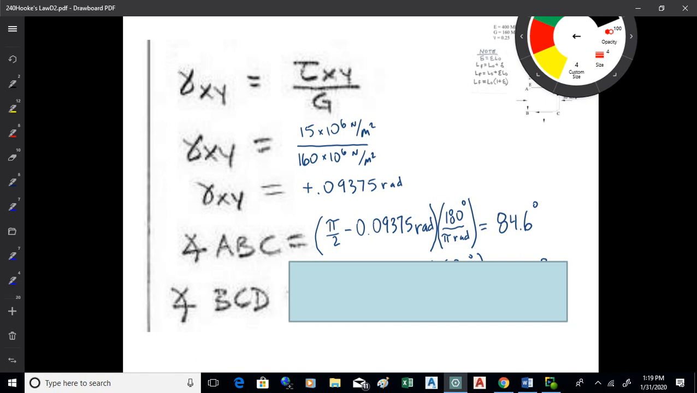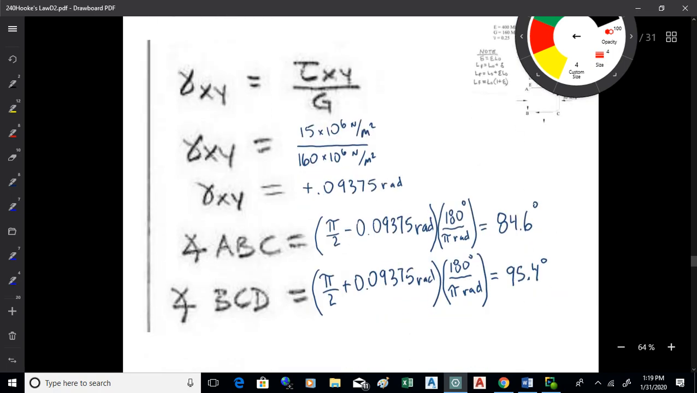In the lower right-hand corner, it will just be the same strain, but the opposite sign. So the angle will get bigger by that amount, so you end up at 95.4 degrees. So that thing's changing shape by 5.4 degrees. ABC gets smaller by that amount, BCD gets larger by that amount.